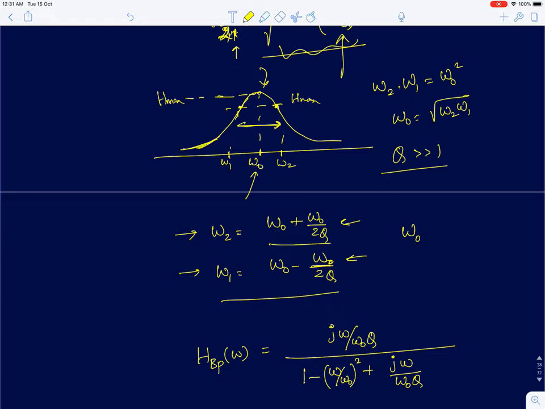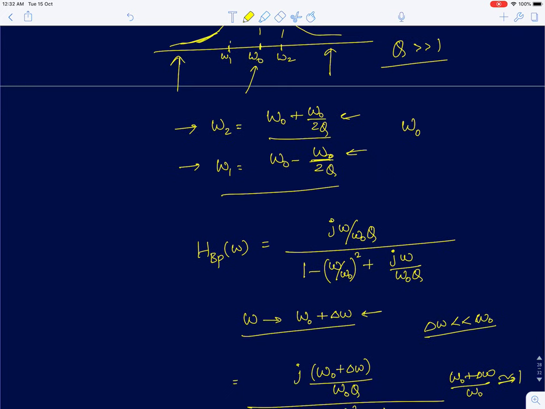Okay, so now we'll try to understand, since it's going to pass only a small range of frequencies, we don't really need to find information at very high or very low frequencies for this transfer function, because it's going to reject those frequencies anyway. What we are interested in is the frequencies close to omega naught, where it is going to pass a small range of frequencies. So for that, we will try to evaluate this transfer function, H_BP of omega, the bandpass transfer function.